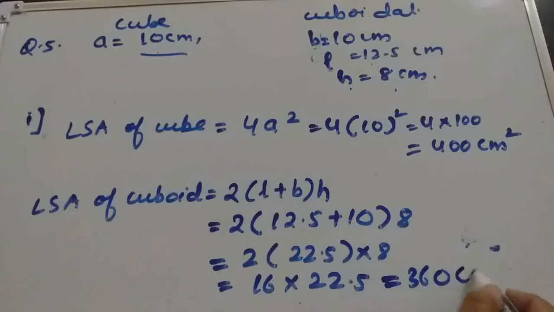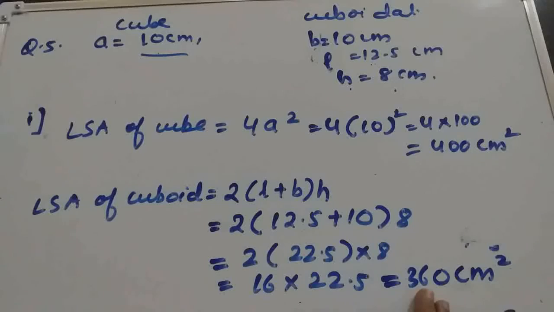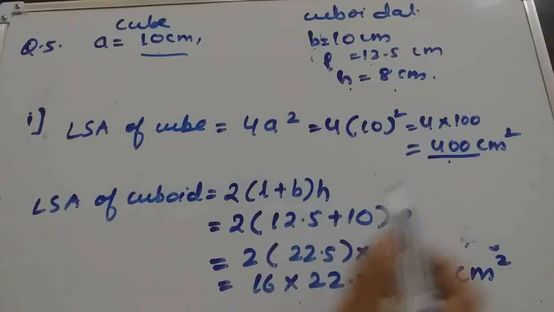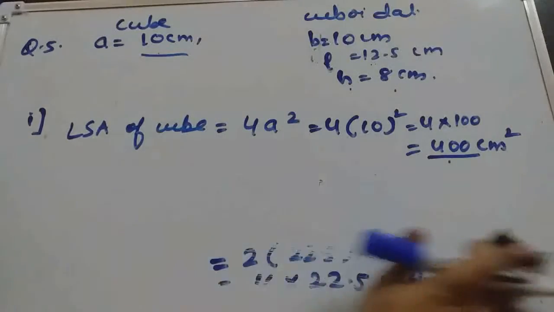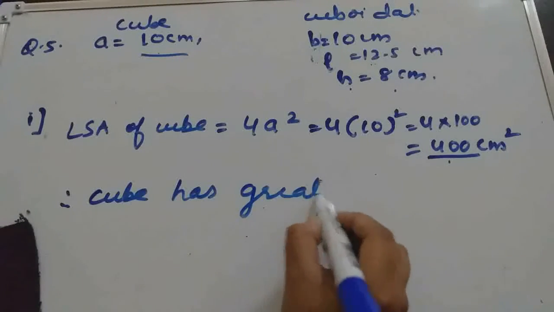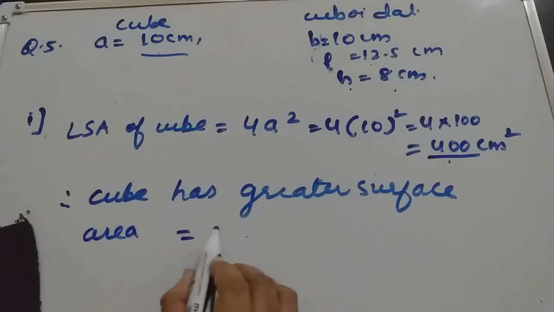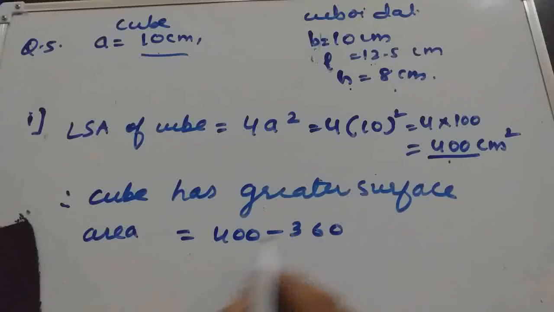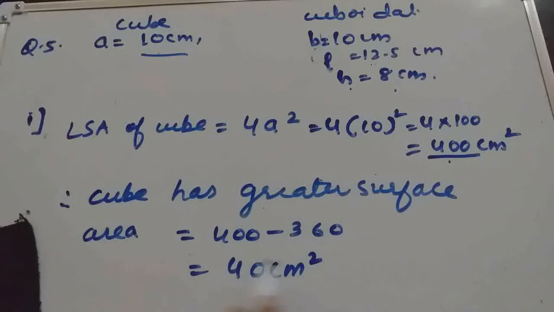Okay, 360 centimeter square. Now out of this, which one will have the greater lateral surface area? We can say 400 and 360. Which one is greater? 400. And by how much? To find how much, we will subtract. Therefore, the cube has greater surface area. By how much means 400 minus 360, that will give 40 centimeter square.